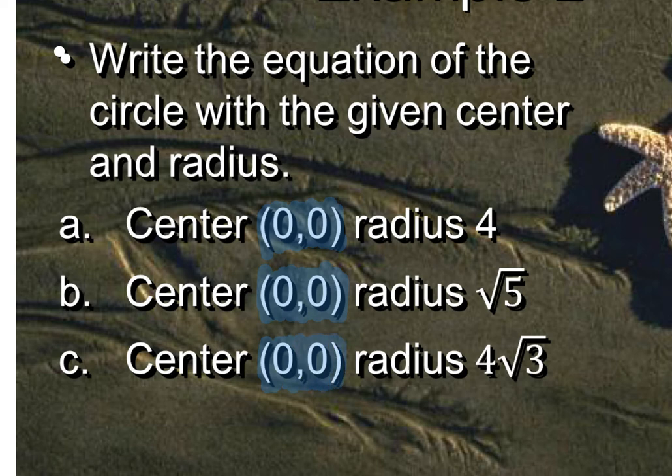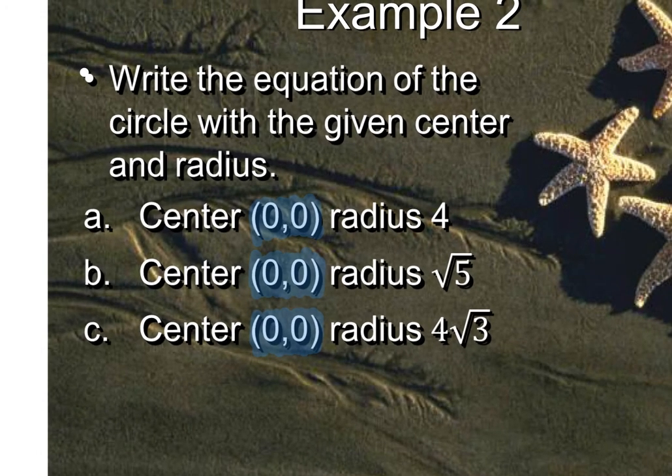So for the first one, what would my formula be for A? X squared plus y squared equals 4 squared. What's 4 squared? 16. So you can erase that 4 squared and just put a 16 instead. That's your formula. We're done.